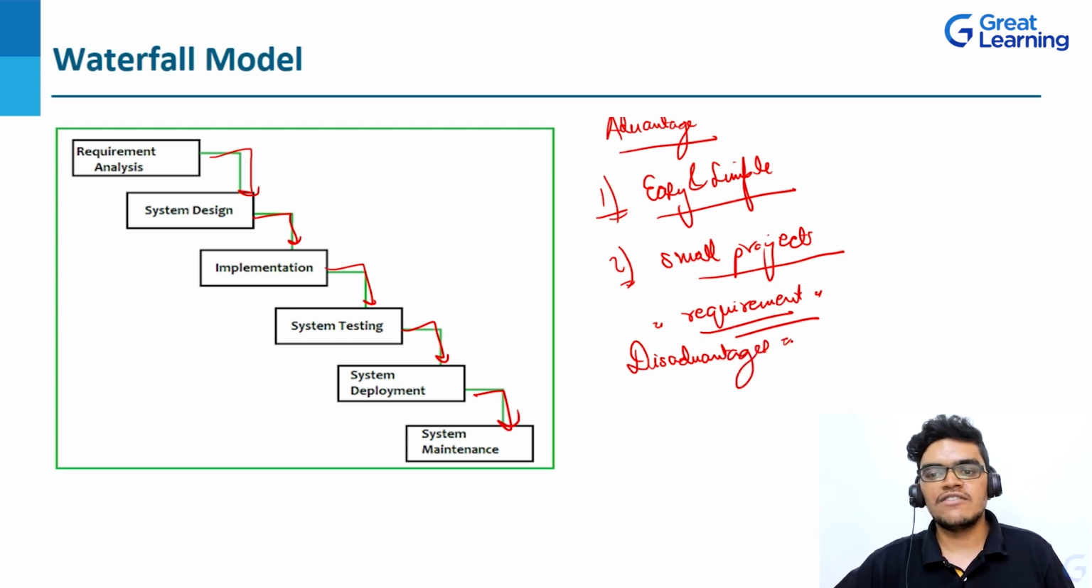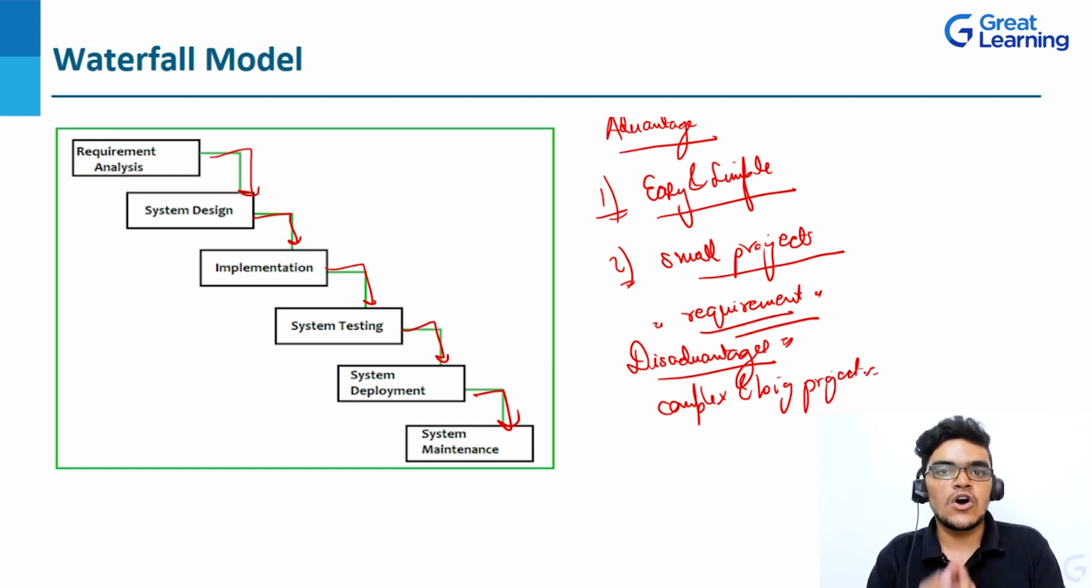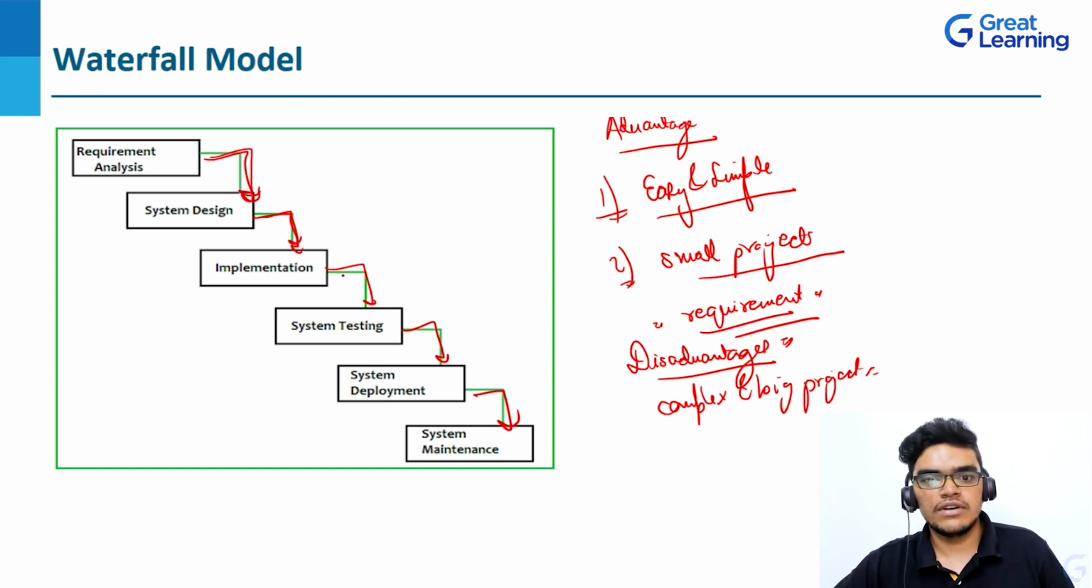Now coming to the disadvantages. The major disadvantage is that it can't be used for complex projects, or you can say big projects. Why? I will tell you the reason. The first reason is that for a big project, there are a lot of tasks that have to be worked on concurrently at the same time. And this model is a linear sequential life cycle, right? So it will work one by one. So it is not good for complex and big projects.